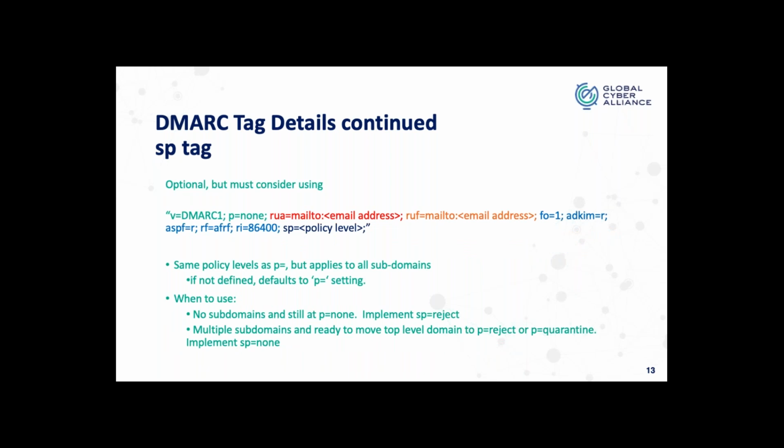And then the last tag is the SP tag. When you implement the P tag on its own, by default it applies not only to your top level domain, but also to your subdomains. So you can just create a top level domain policy and it automatically applies. If your policy P equals reject, that applies at your top level and your sub level domains.